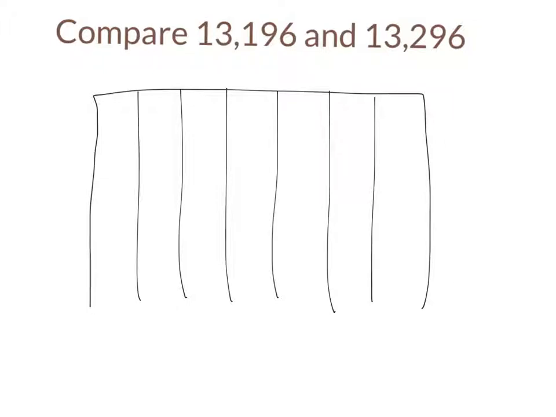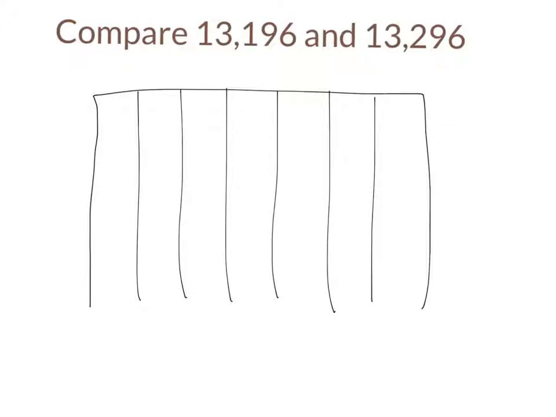If we are going to compare these two numbers, 13,196 compared to 13,296, today we're always going to use a place value chart to help us compare numbers, okay? So go ahead and draw yourself a place value chart. And when we're drawing and lining up numbers in a place value chart, we always have to line up something very important. We have to line up the decimal point.